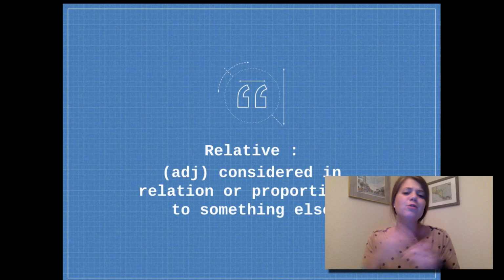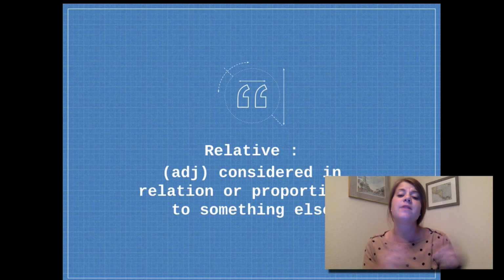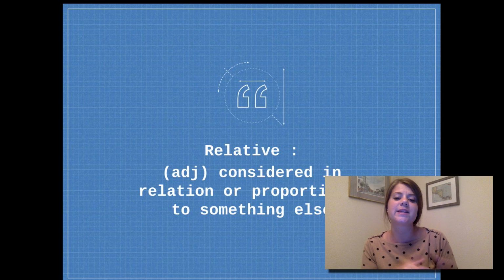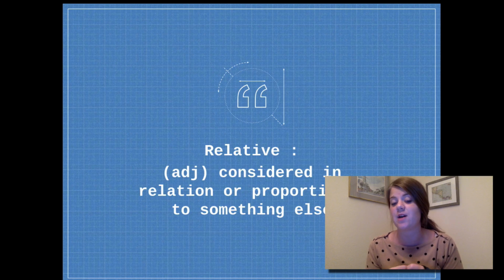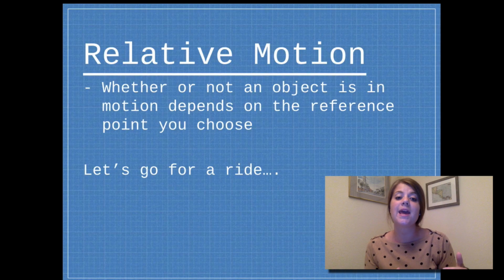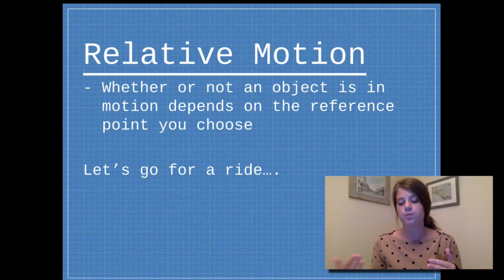Well, motion is relative. And what do I mean by relative? Relative, if we define it in just its normal Webster dictionary, it's going to tell us that it is considered in relation or proportional to something else. So relative motion is whether or not an object is in motion depends on the reference point you choose.